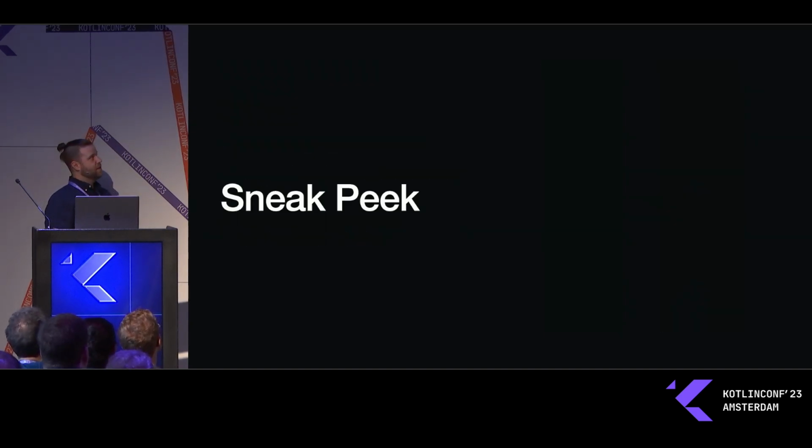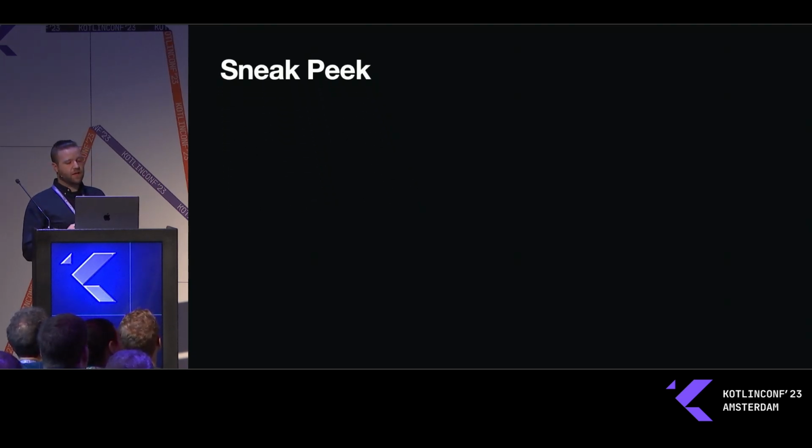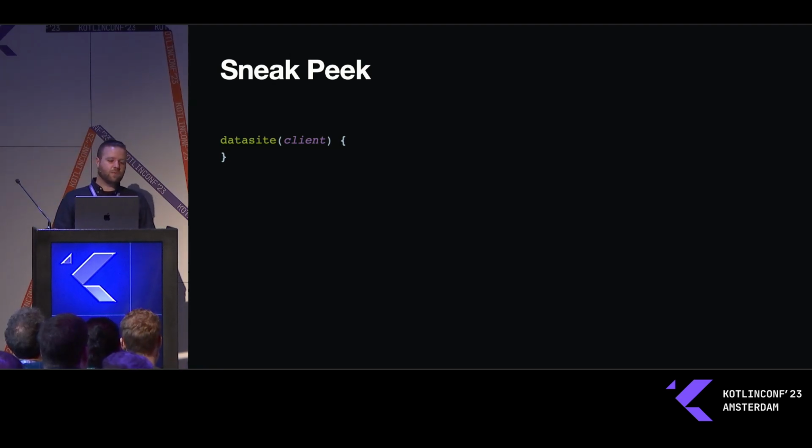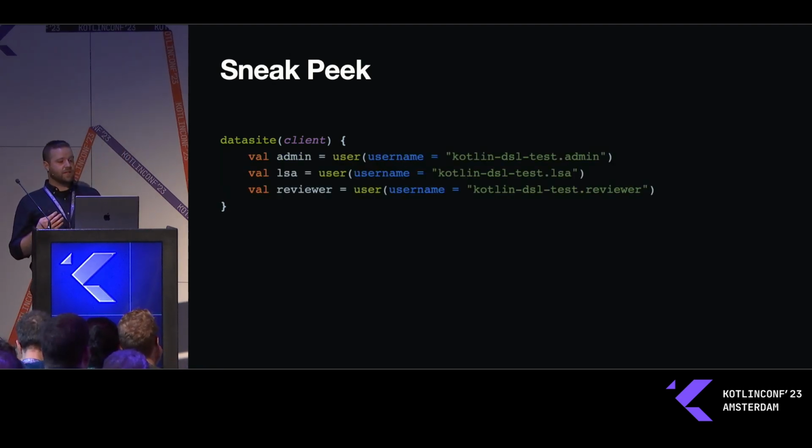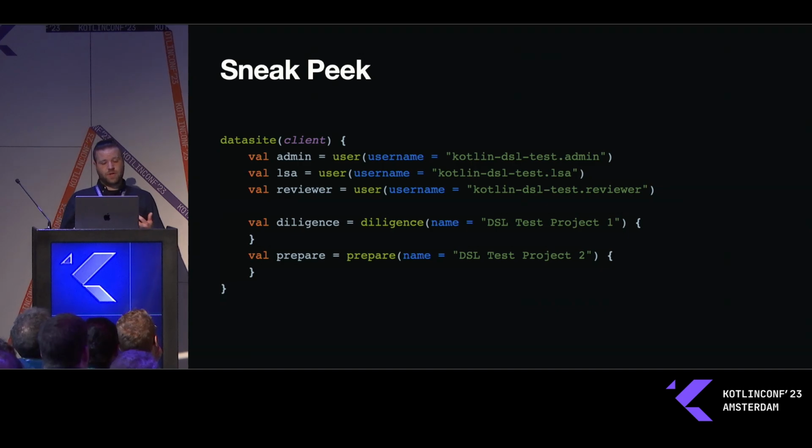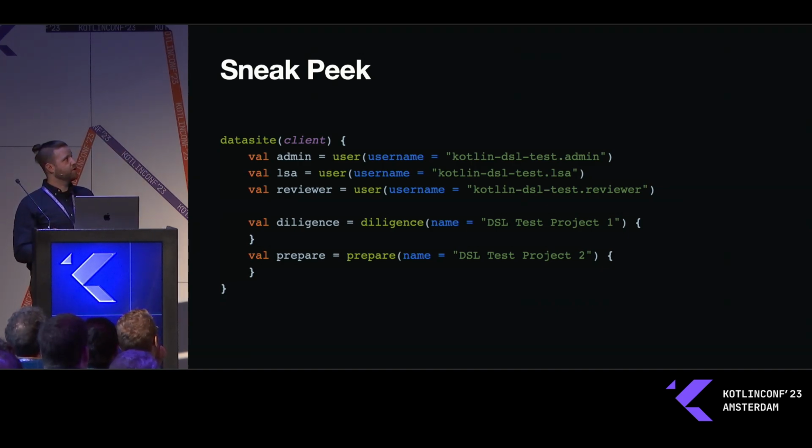So let's take a sneak peek at what we built, and then we'll get into how we built it. So this is the basics of what we built at Datasite. It starts with this Datasite DSL block, which takes a client. You can declare users and what their username might be, and you get references to these users. You can create different kinds of projects. Here we have a diligence and a prepare project, which are Datasite specific things.